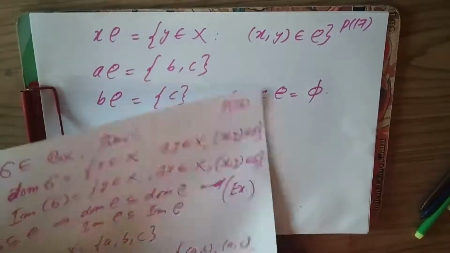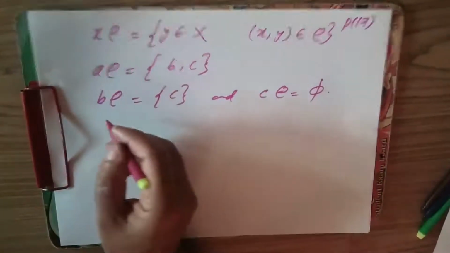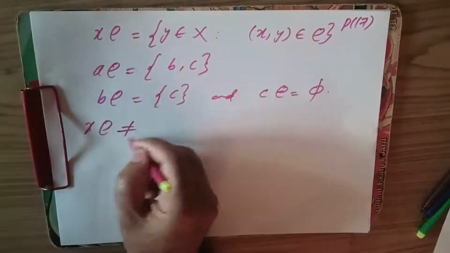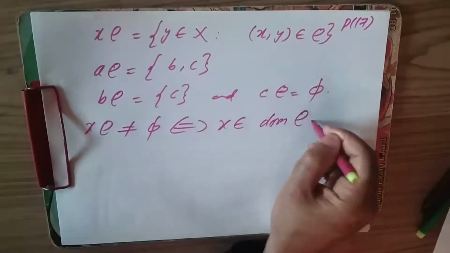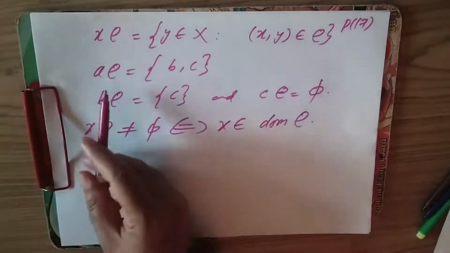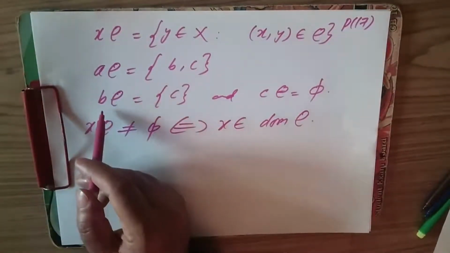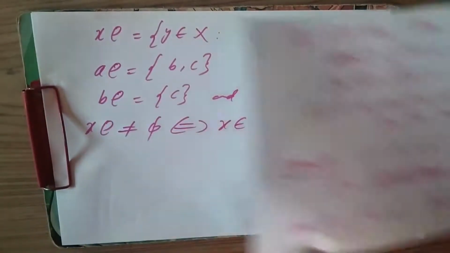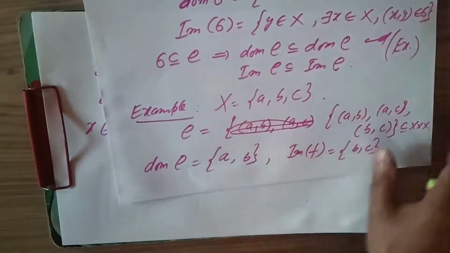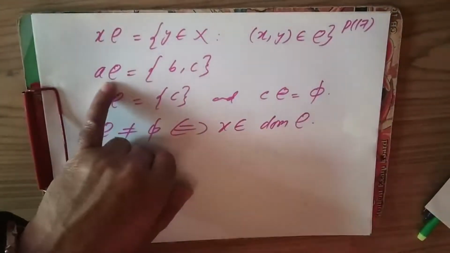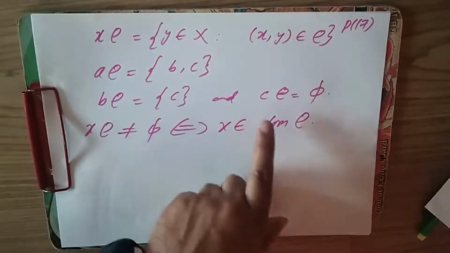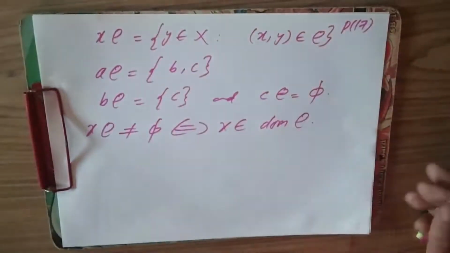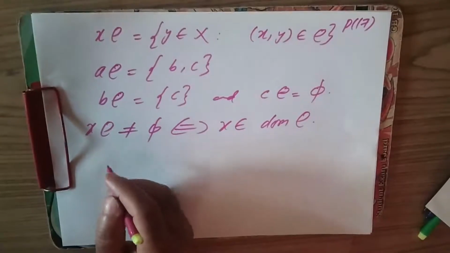So now you can say that X rho is not equal to the empty set if and only if X belongs to the domain of rho. Because in this case A is in the domain, B is in the domain, but C is not in the domain. So the image of the element A is a non-empty set, the image of the element B is a non-empty set, and C is not in the domain, so the image set of the element C is empty.